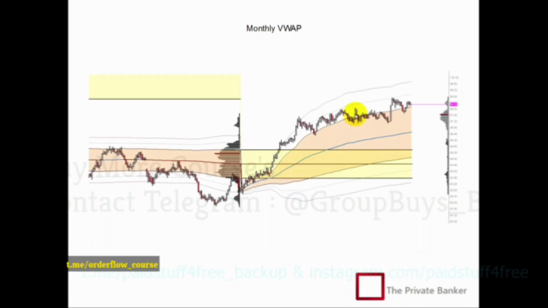Here's another VWAP perspective. This is the monthly VWAP for crude oil.